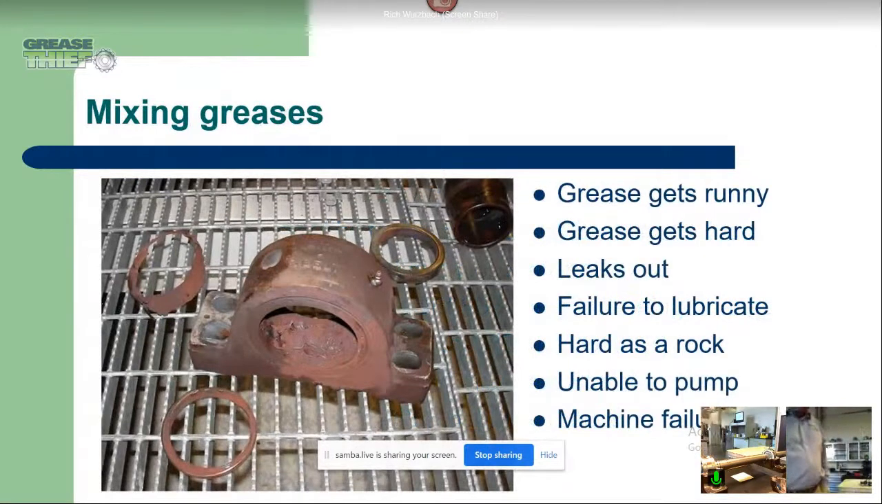So what happens when we mix greases? What can happen to that? Well, the grease can get runny, the grease can get hard, it can leak out of the machine that we put the grease into. We can see that the grease fails to lubricate, fails to perform its function. Sometimes after this happens, we mix greases and we find something that's hard as a rock in there. We are unable to pump the grease. Ultimately, it can lead to machine failure.